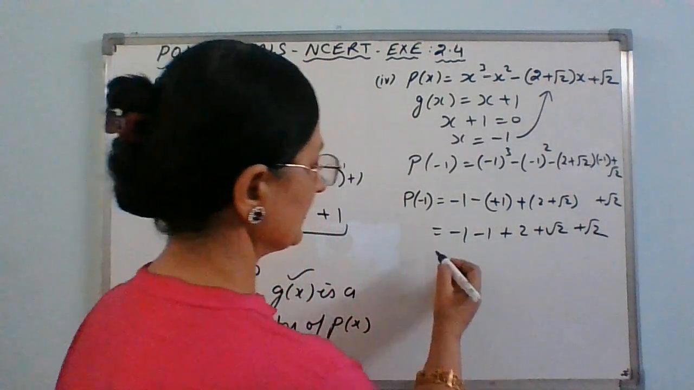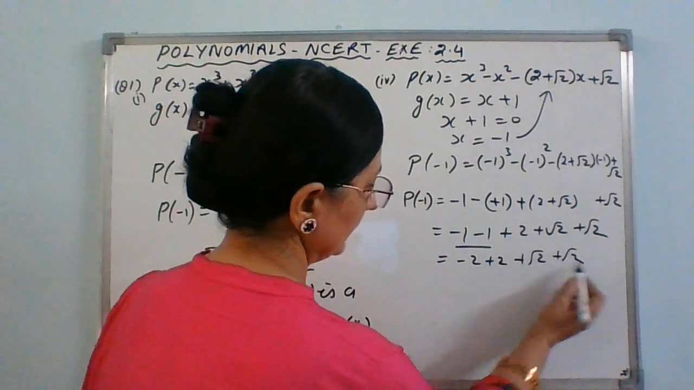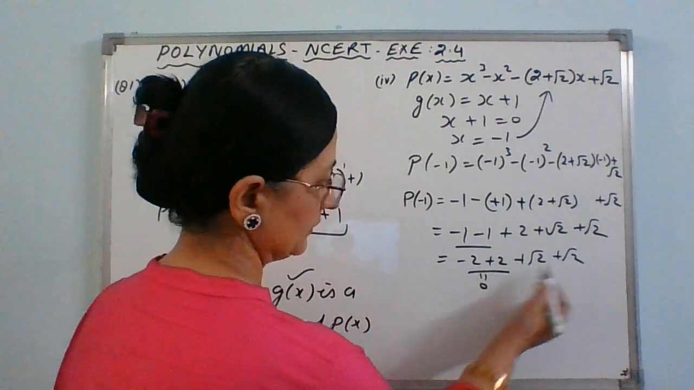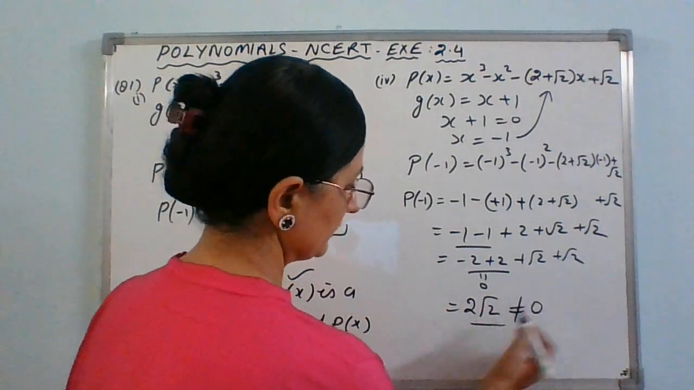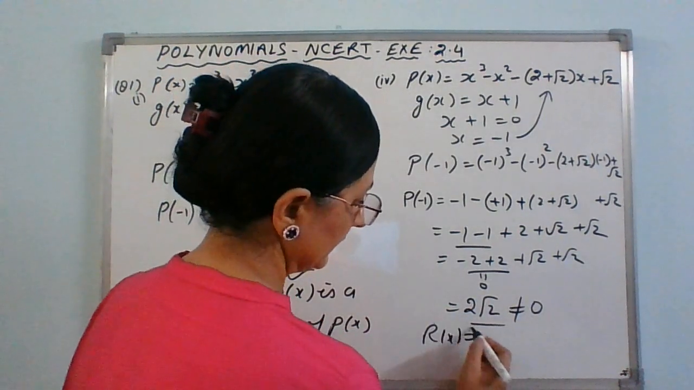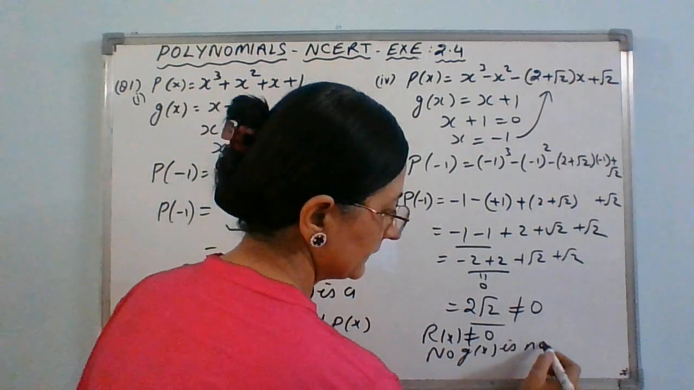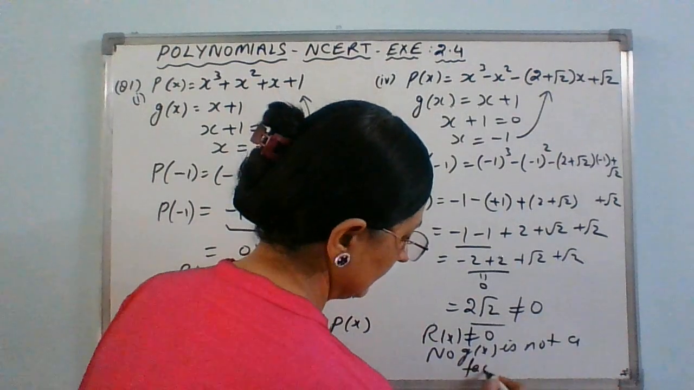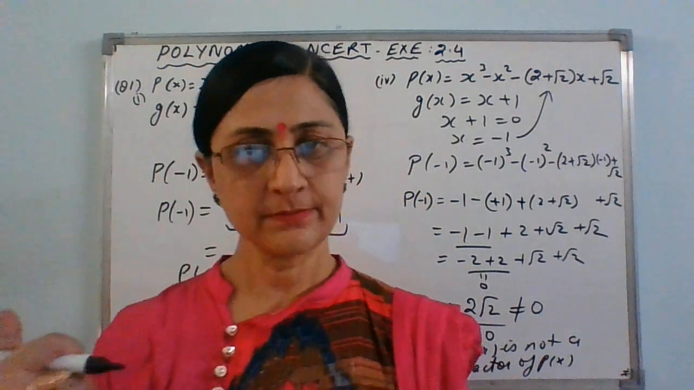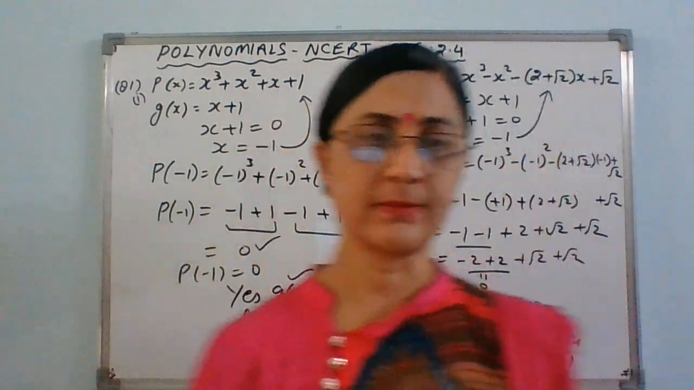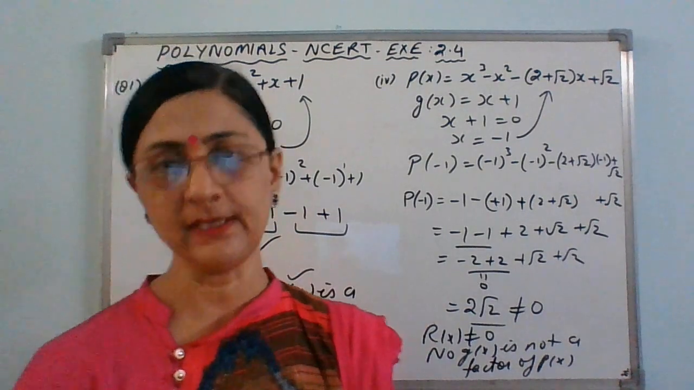I don't think we are getting 0, because here it's -2 plus 2, and √2 plus √2. This part is 0, but this is not 0. This comes out to be 1√2 plus 1√2, which is 2√2, and that is not equal to 0, which means the remainder is not equal to 0. So g(x) is not a factor of p(x). In the first part g(x) was a factor of p(x), but in the fourth part g(x) is not a factor of p(x) because the remainder is not coming 0.